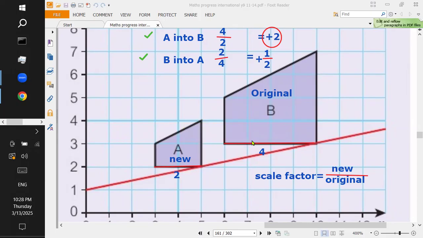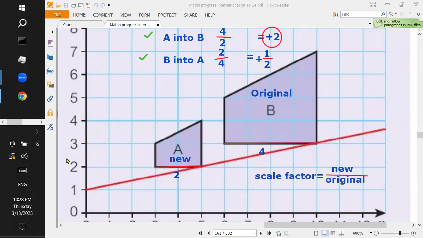And then to find the scale factor, we divide the new by the original. So dividing the new by the original will give you the scale factor. And then we look at the shapes. If they flipped, it means the scale is negative. If they didn't flip and they have the same orientation, it means the scale is positive. And this is how you answer a question like this.